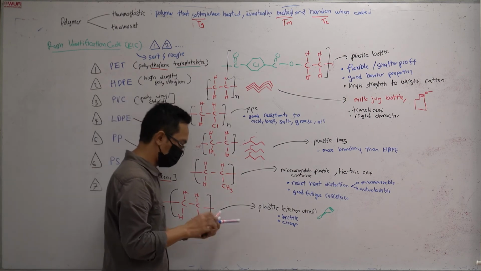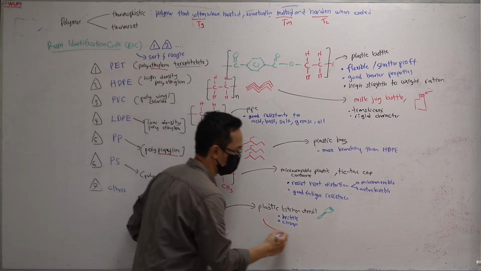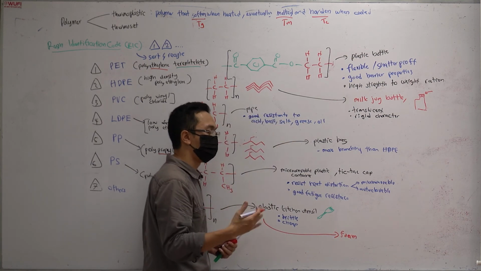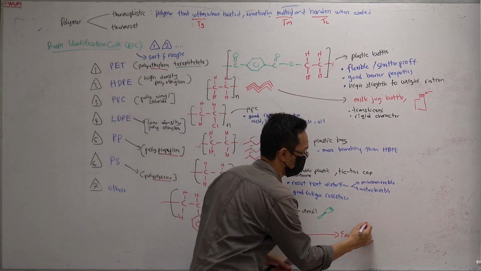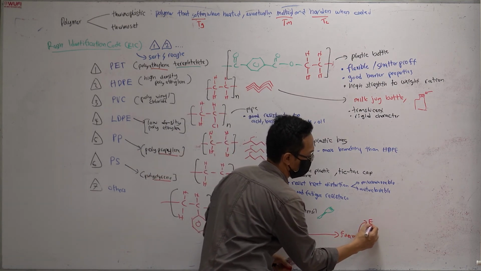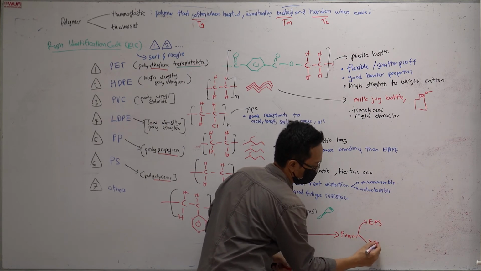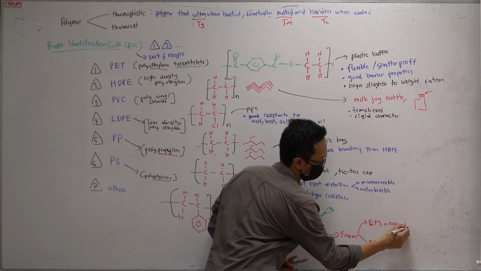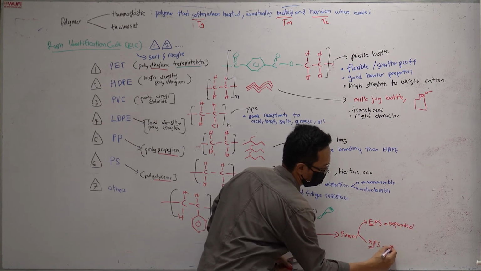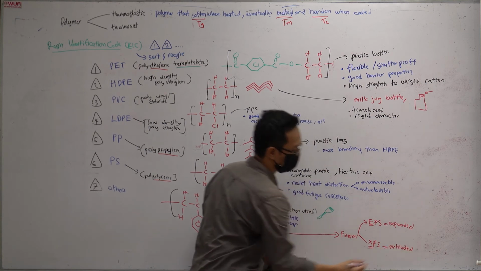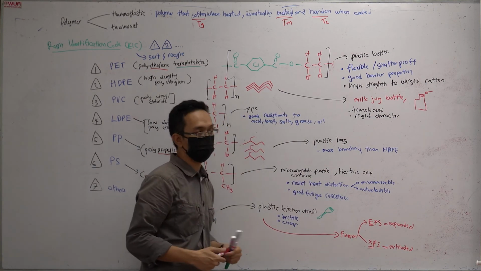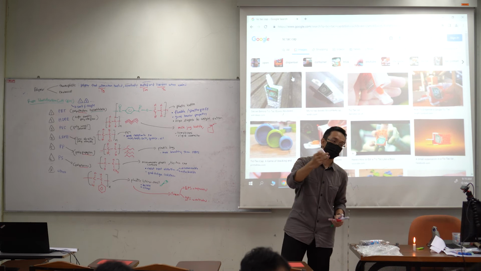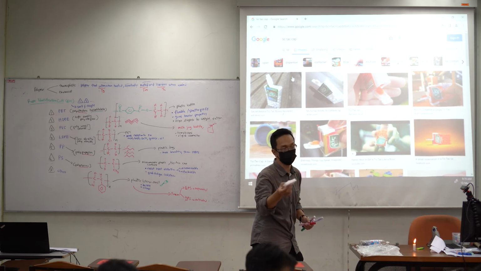Sometimes you can turn that polystyrene into foam. Okay. So polystyrene foam has two categories, either EPS or XPS. E here means expanded. X here means extruded. So an example of EPS is the one that you see like this, the normal polystyrene that you see in styrofoam, we call it styrofoam.